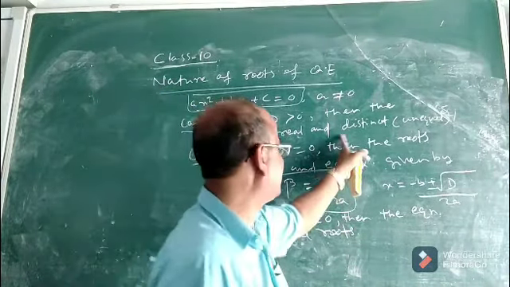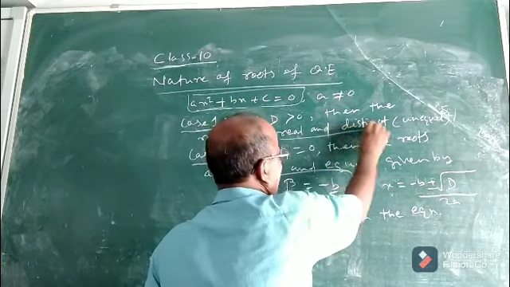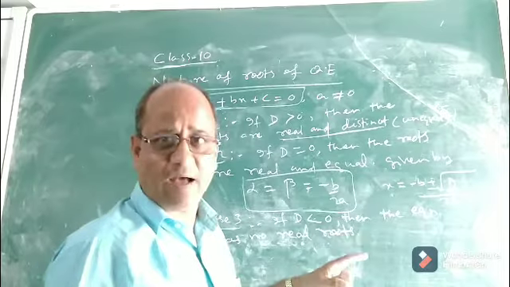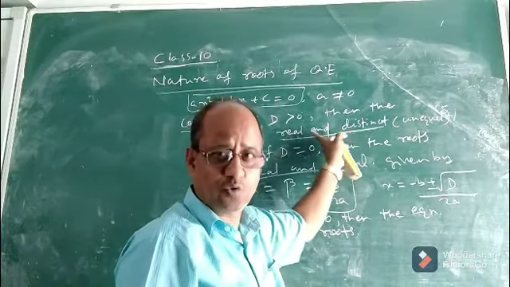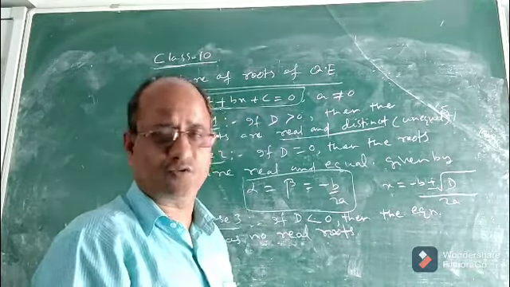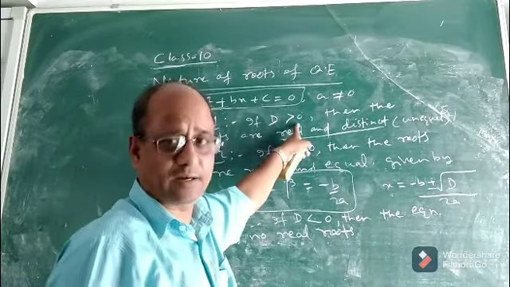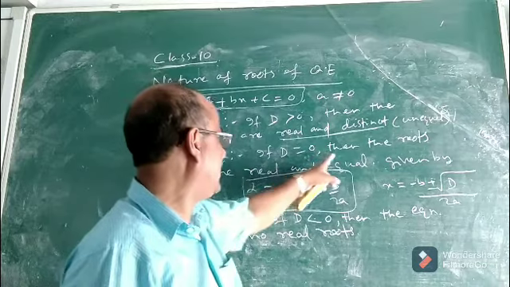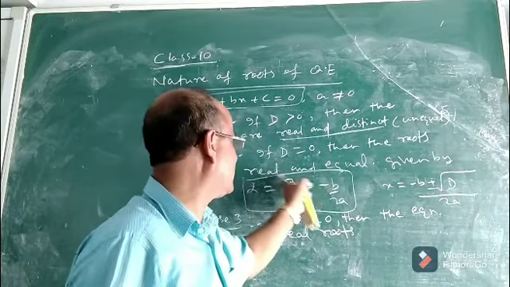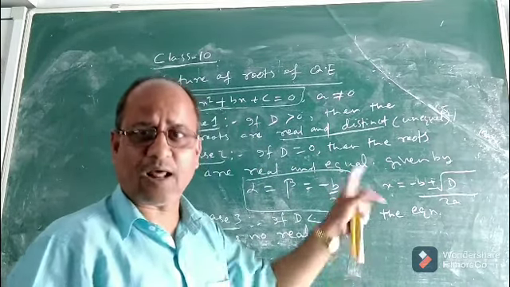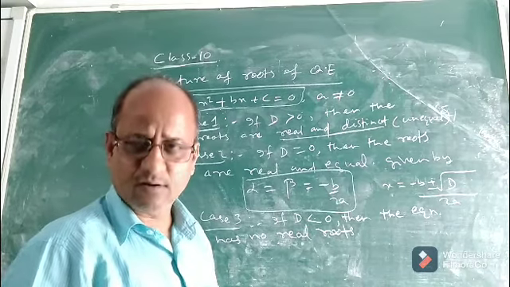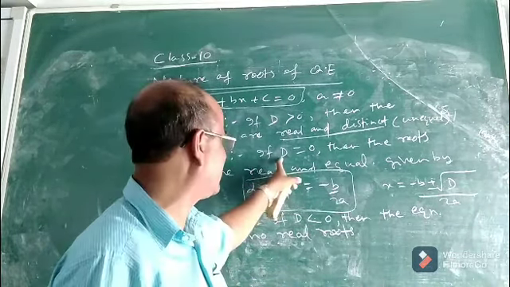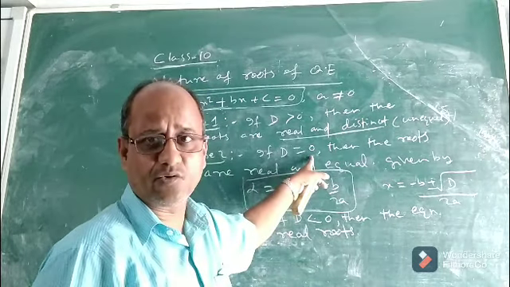For a quadratic equation to have two real and distinct, I mean different, roots, what is the condition? D must be greater than 0. Then in order that the equation will have real and equal roots, for alpha and beta to be real and equal, what is the condition? D must be equal to 0.